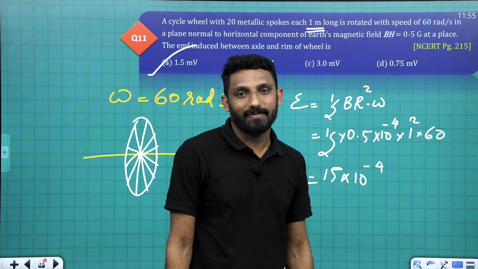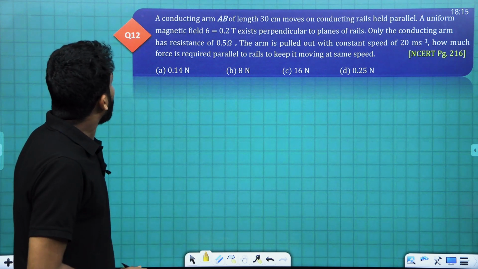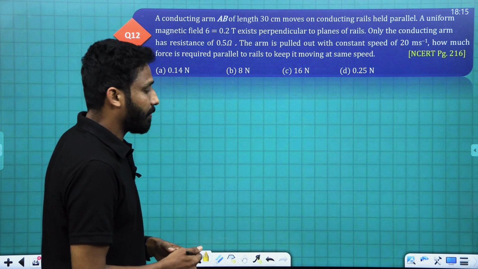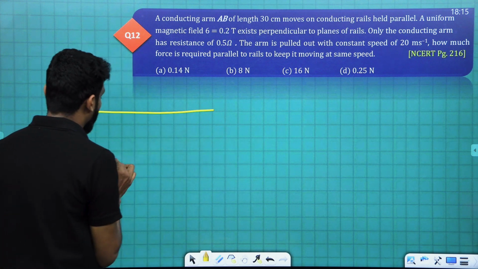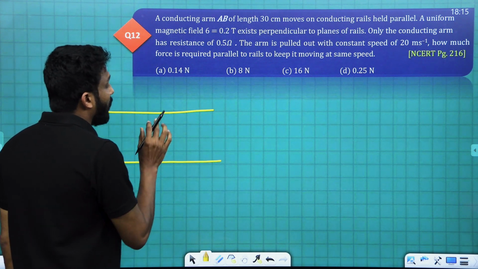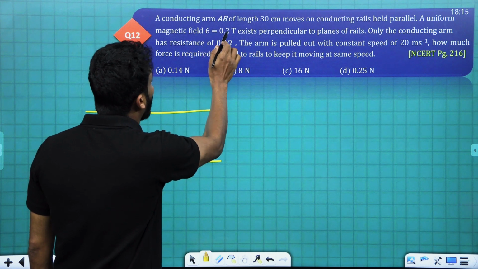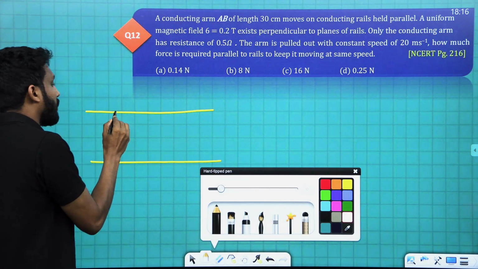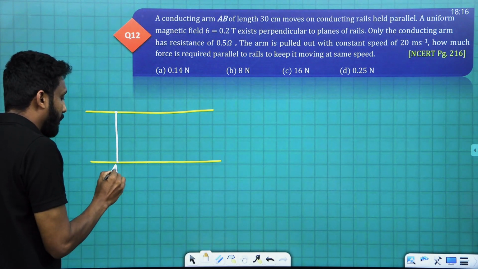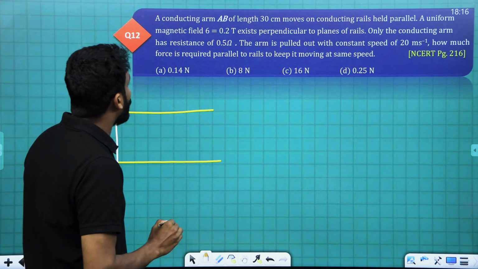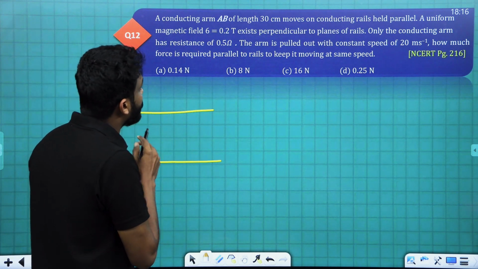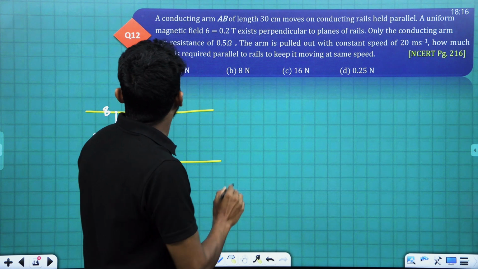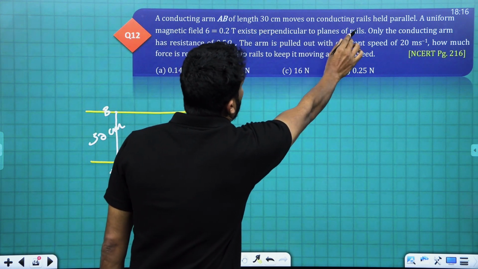You understood? Okay. The next question is: a conducting arm AB of length 30 cm moves on conducting rails held parallel. On these rails, a conducting arm AB of length 30 cm is moving. Let this be a conducting arm whose length is 30 cm, moving on these conducting rails.